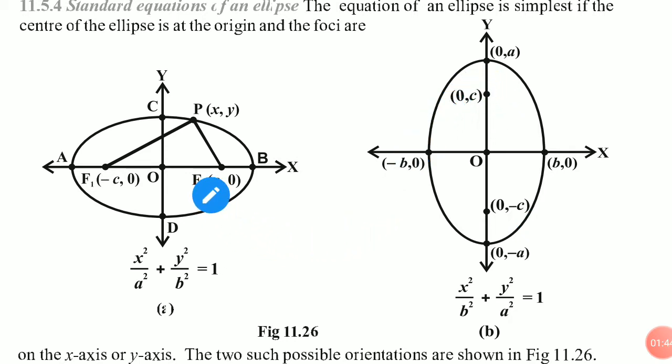For this ellipse, when the ellipse is horizontal, the major axis is the x-axis, and this is the standard equation for the horizontal ellipse: x square upon a square plus y square upon b square equal to 1. And suppose this ellipse is vertical, where the major axis is the y-axis, so this equation also changes. Here you should understand what the difference is in both equations.